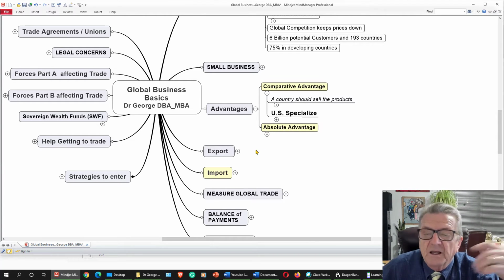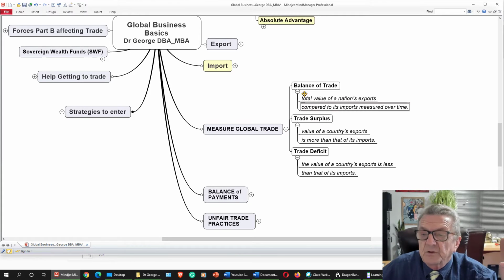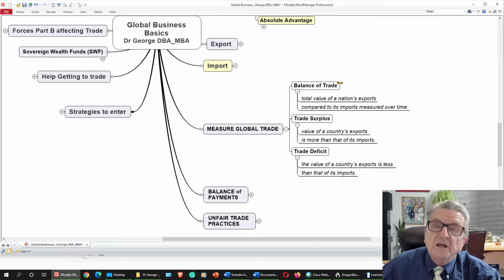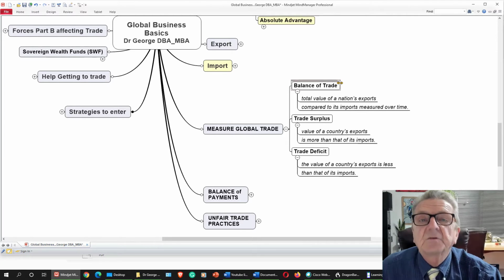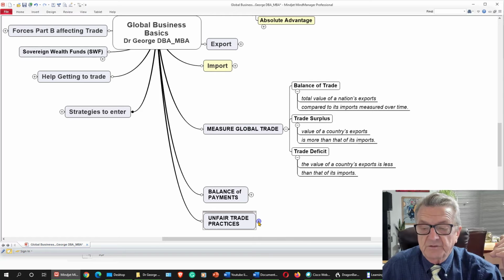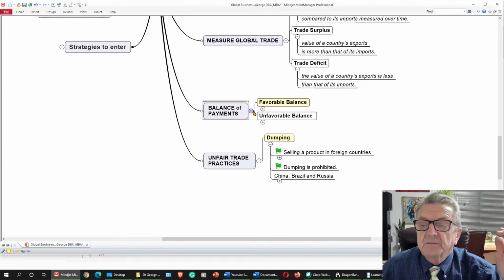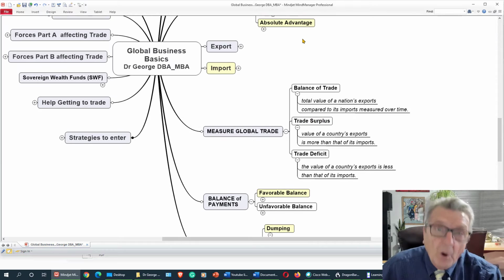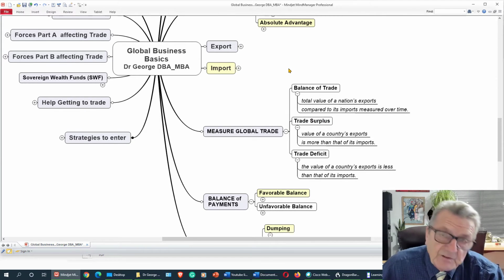All right. Export, import, you measure of trade. Trade supply, balance of trade. We always had an unfavorable balance. Would you like President Trump or not? He was bringing the balance of trade back. What he was doing, he was adding tariffs. Remember, there's two types of tariffs: unfair tariffs, dumping. We talked about that. Balance of payments is unfavorable because we bring in more than we export to that country. So basically, we owe them more.